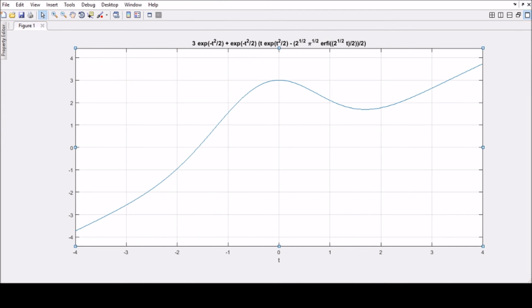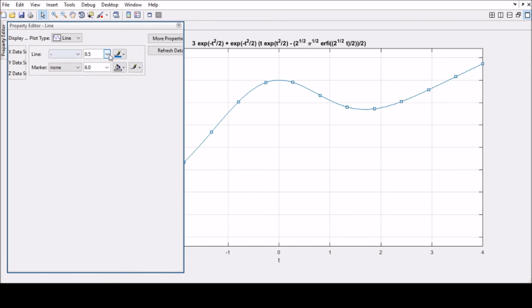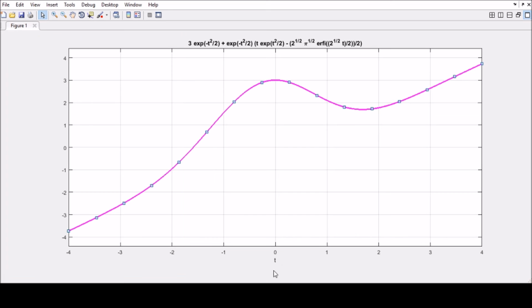This is the graph of the given ordinary differential equation. Now by using property editor, we can change the width of this, we can change the color of this. As per our requirement, we can change the color of this. And condition here, graph is in between -4 to 4 value. In this way, we solve the ordinary differential equation and plot the graph of it.